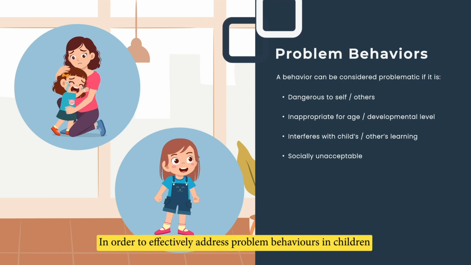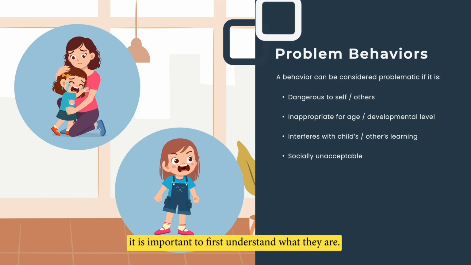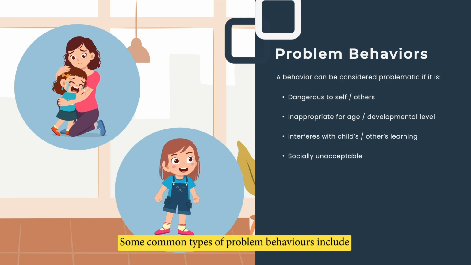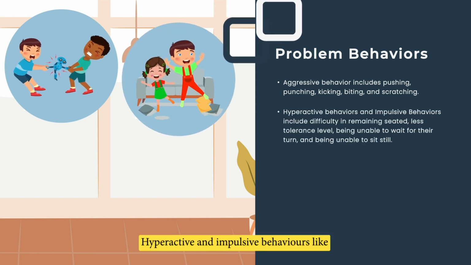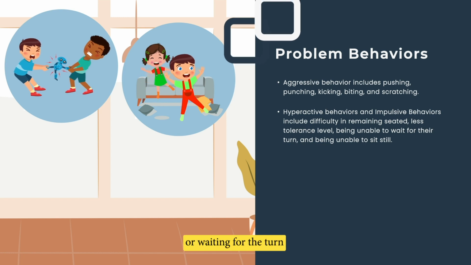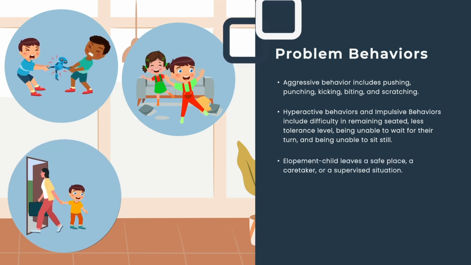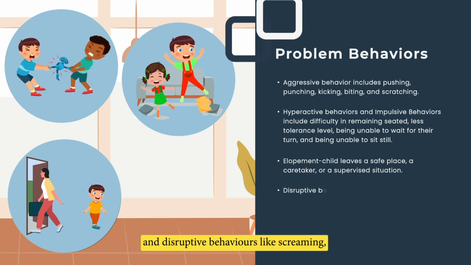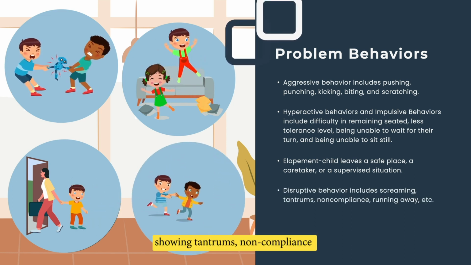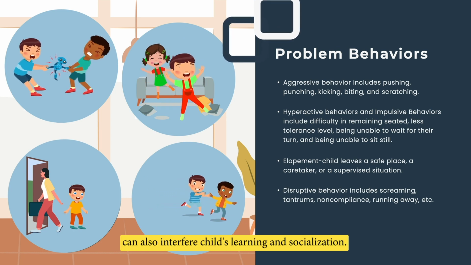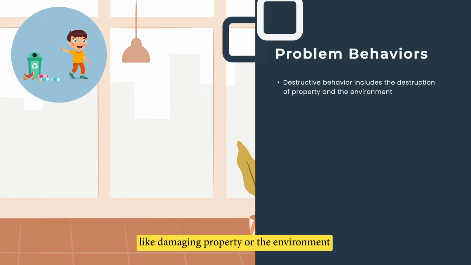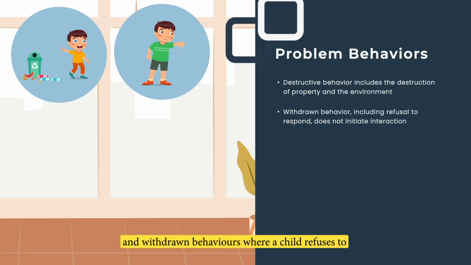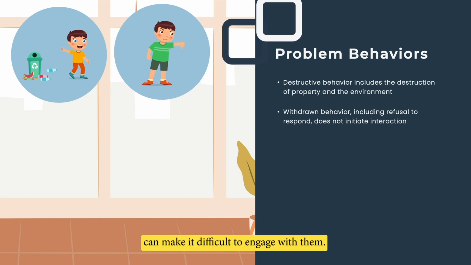In order to effectively address problem behaviors in children, it is important to first understand what they are. Some common types of problem behaviors include pushing, punching, kicking, biting and scratching, etc. Hyperactive and impulsive behaviors, like difficulty sitting still or waiting for a turn, and elopement, where a child leaves a situation that can be dangerous, are also common. Disruptive behaviors like screaming, showing tantrums and non-compliance can interfere with the child's learning and socialization. Another one is destructive behaviors like damaging property or the environment, and withdrawn behaviors, where a child refuses to respond or interact, can make it difficult to engage with them.